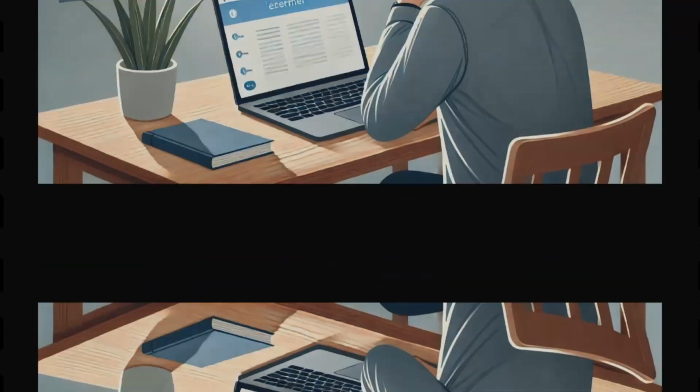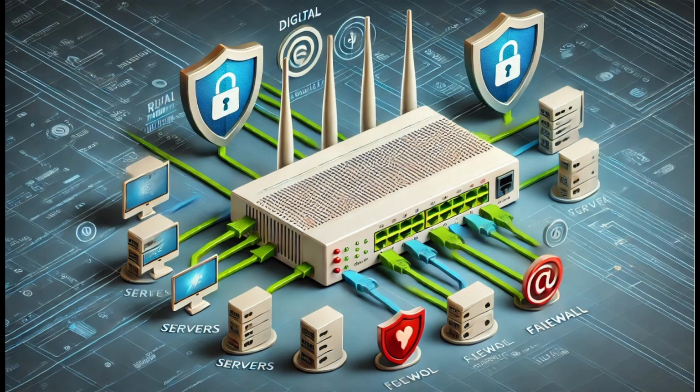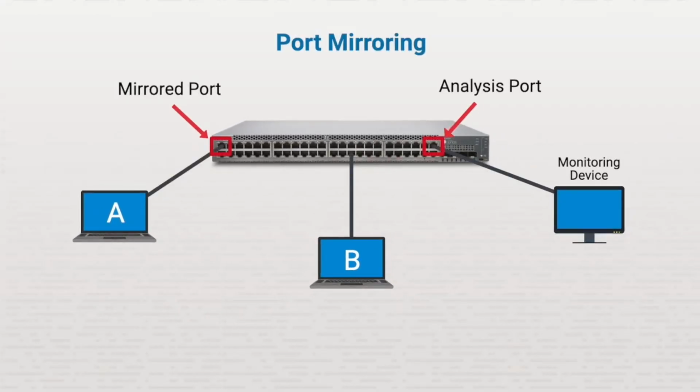In this lesson, we'll explore a few cool features you can implement on your switch ports that can help with monitoring and security. Let's start with port mirroring. Port mirroring is a switch configuration that's used to monitor network traffic. A copy of all network packets from a selected port is copied and sent to another port for analysis.